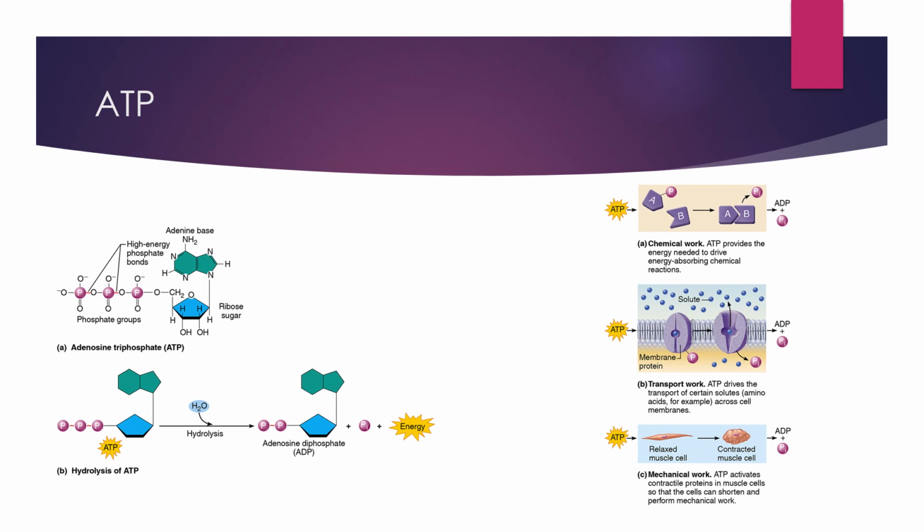Transport work. ATP drives the transport of certain solutes, amino acids, for example, across cell membranes. So you can see why this is very important in this reaction. Mechanical work. ATP activates contractile proteins in muscle cells so that the cells can shorten and perform mechanical work. ATP acts on a relaxed muscle cell, which becomes a contracted muscle cell. A phosphate is kicked off, energy is expelled, and it becomes ADP.